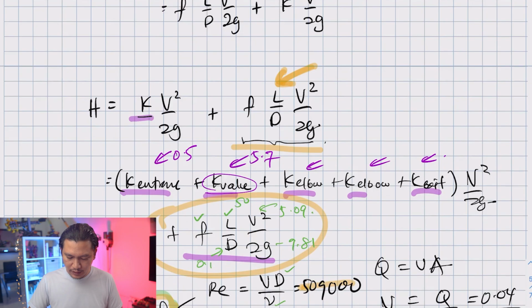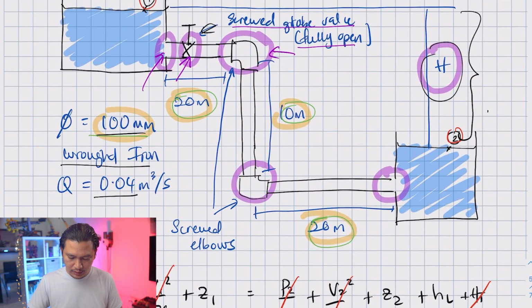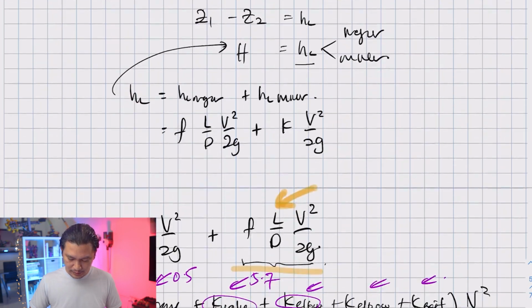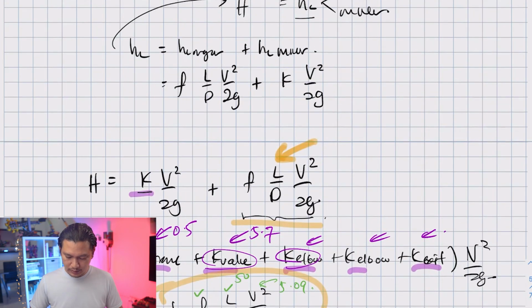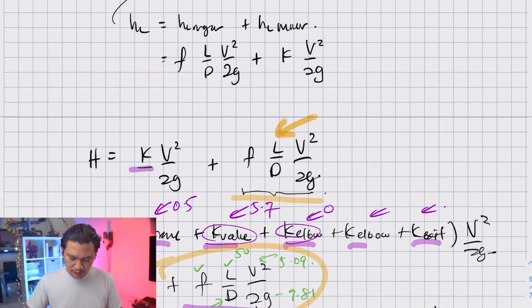What about K of the elbow? K of the elbow is here. This is one elbow and this is the second elbow. The value is going to be similar because it's the same elbow. Now, what is that? Let's take a look at the table. Elbow should be a standard elbow at 10 centimeter. That is 0.64. So if we go back to our note, this will be 0.64 and also 0.64.